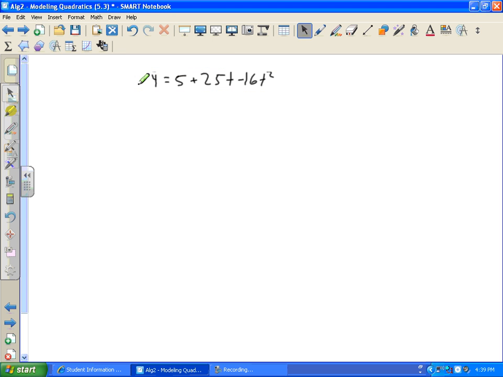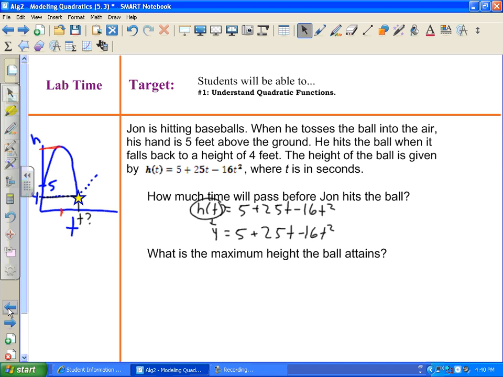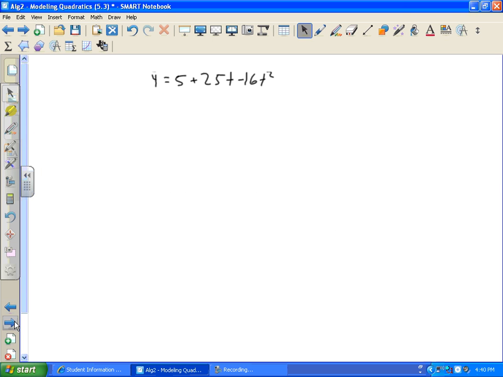Again, we set height equal to 4 because that's when I'm hitting the ball, and the question asks how long it will take, that's the t, when the height is 4. So we've got to solve that. 4 equals 5 plus 25t minus 16t squared. Gee, Mr. Wood, this looks awfully much like a quadratic equation. Let's see. That means I should get one side equal to 0 and try and factor it. And if I can't factor it, then I should use the quadratic formula.